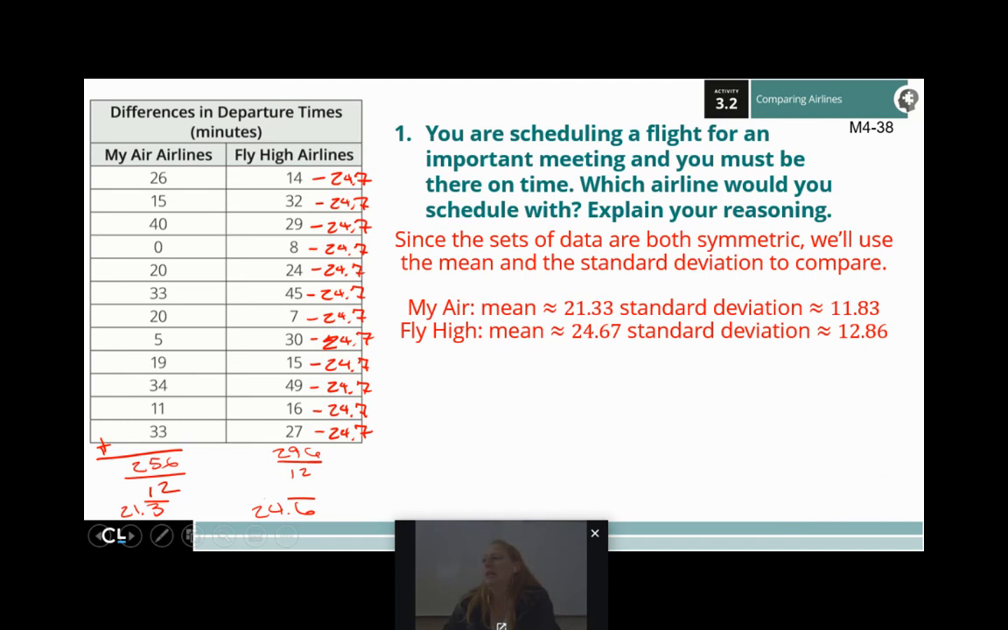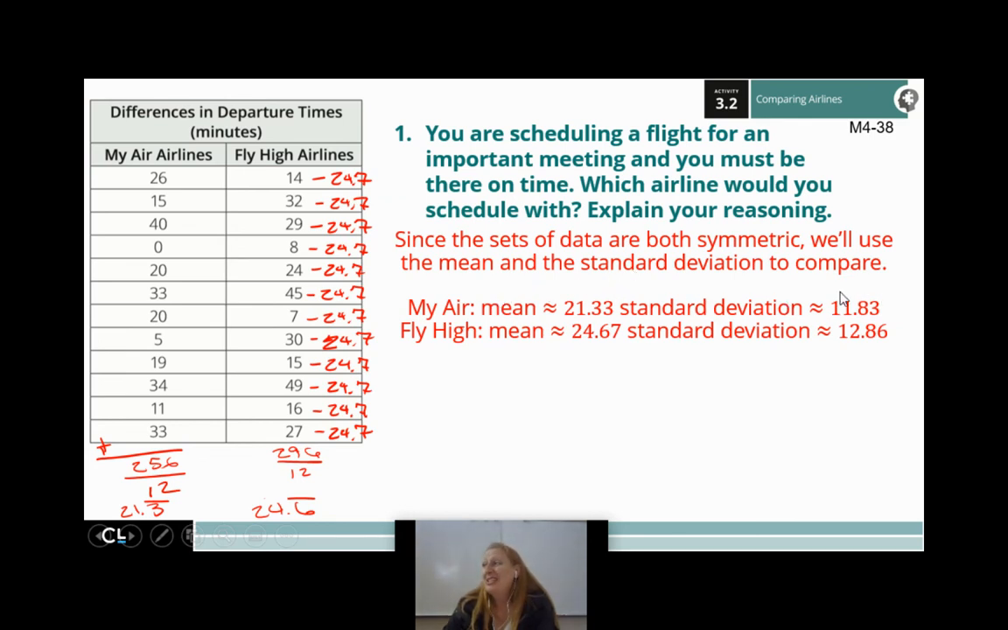So I'm looking at this, and I'm having two thoughts. My first thought is that the mean for my airline is lower. That's my first thing that I notice. And if the mean is less, then I'm already leaning towards my airline. I don't want to be late. I want to depart on time.